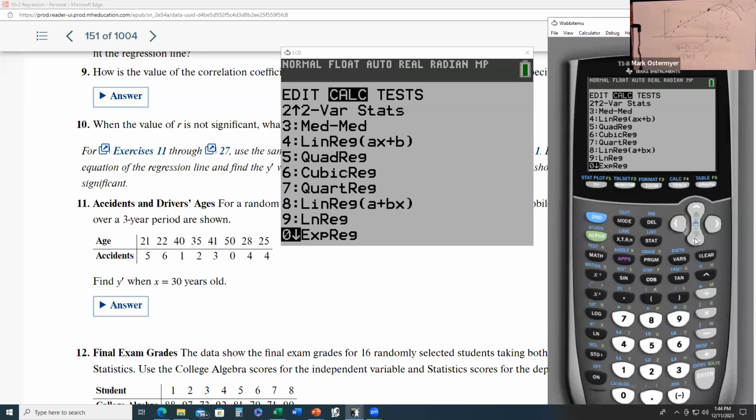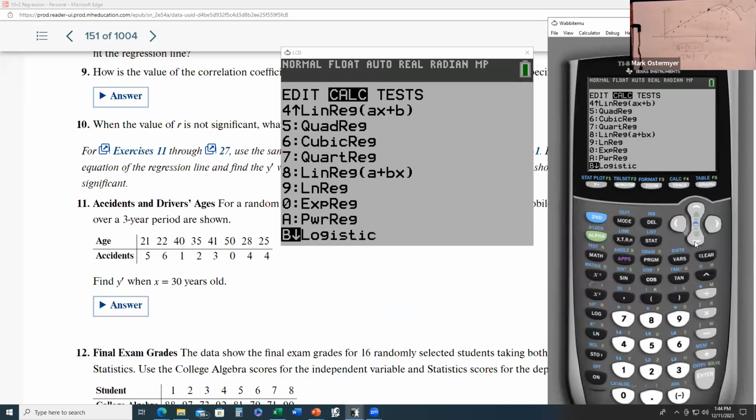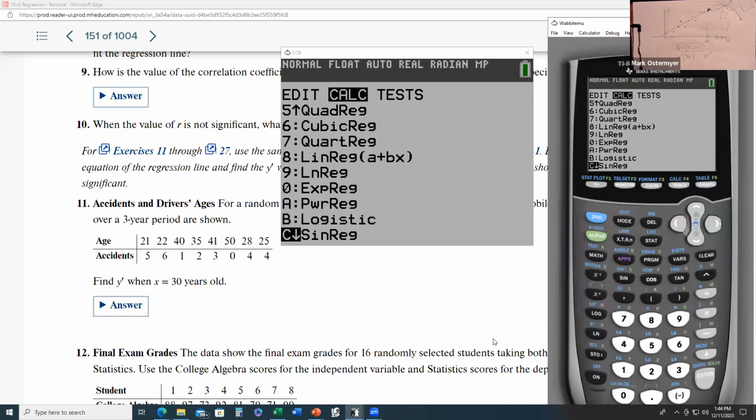You have exponential regression. Maybe your scatter plot's really taking off very quickly here. Maybe it's modeling an exponential function. Exponential functions grow very quickly. Maybe you want to model it according to an exponential function. You could try that. Let's see, any other types of regressions here? We have power regression, logistic regression, and sine regression.